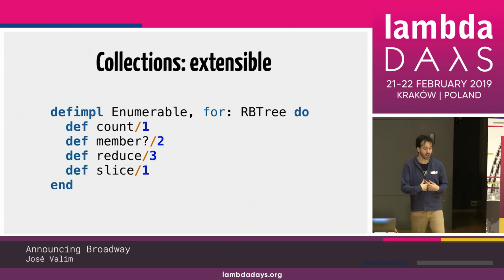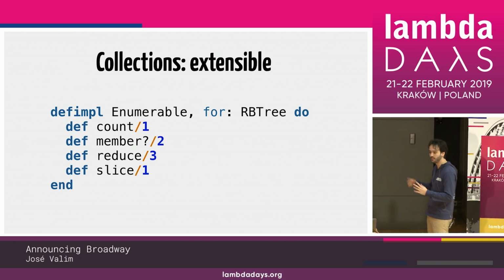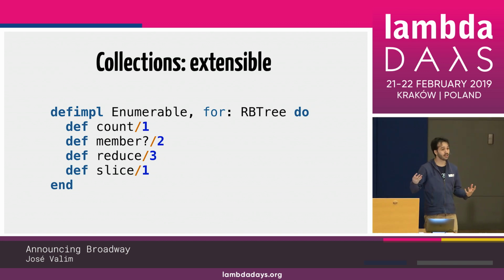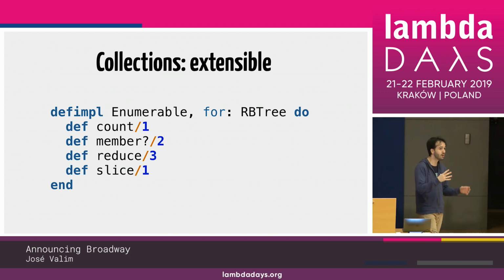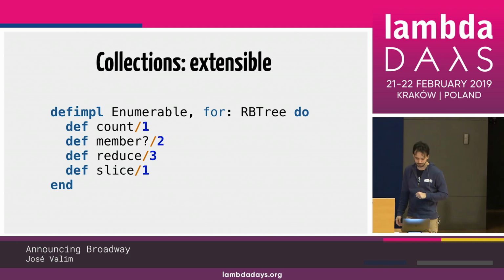So if you have your own data type, imagine that you implement a red-black tree or something like that, you can just implement the Enumerable protocol for it, and you'll be able to teach Elixir how to enumerate that data type, that collection. So you can do that at any moment for any data type, and you just have to implement 4 different functions: count, member, reduce, and slice.